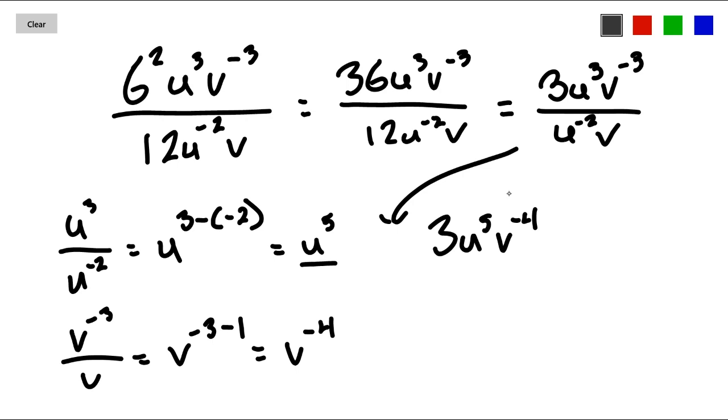And then if I want to move this negative fourth power and convert it into a positive, I can rewrite it as 3 times u to the fifth divided by v to the fourth power, using the first rule that we learned about negative exponents.